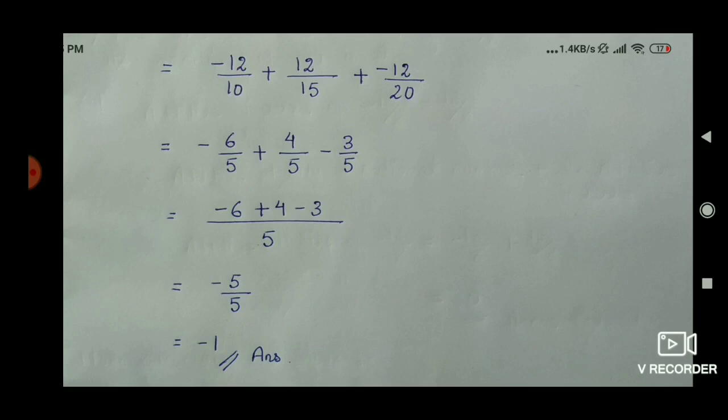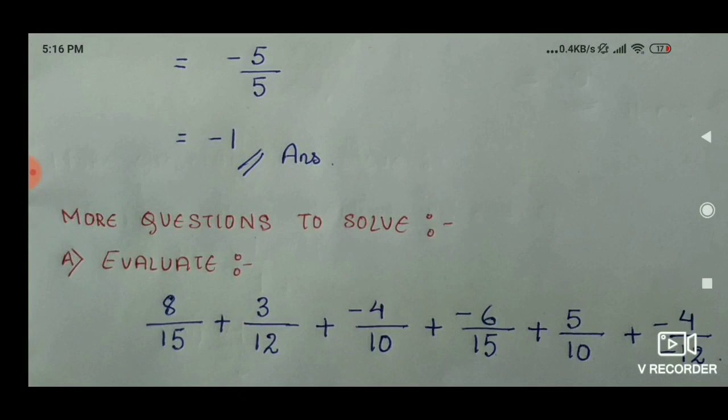On further simplifying, we will get minus 6 by 5 plus 4 by 5 minus 3 by 5, and taking the LCM as 5 in the denominator, in the numerator we will get minus 5, which is equal to minus 1. Here is one more question related to simplification of the given expression using properties of rational numbers.